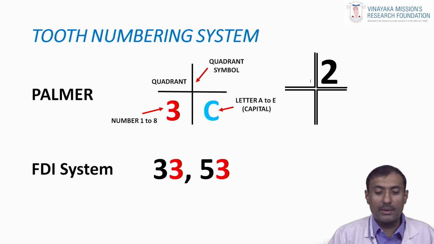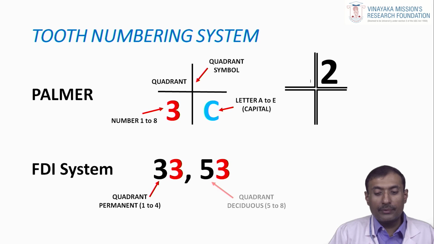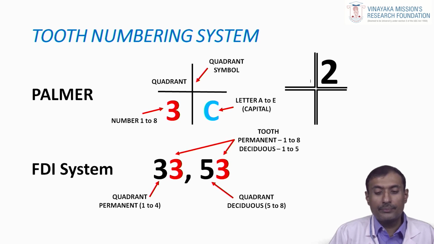In case of the FDI system, it is a two-digit symbol. The first number represents a quadrant. In case of permanent teeth, it would be 1 to 4. In case of deciduous teeth, it would be from 5 to 8. And the second digit represents the number of the tooth, that is 1 to 8 in case of permanent teeth, and in deciduous it is 1 to 5.